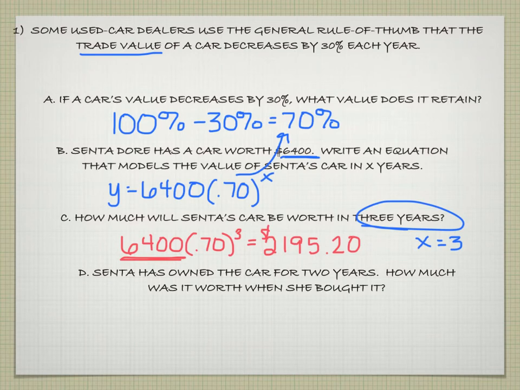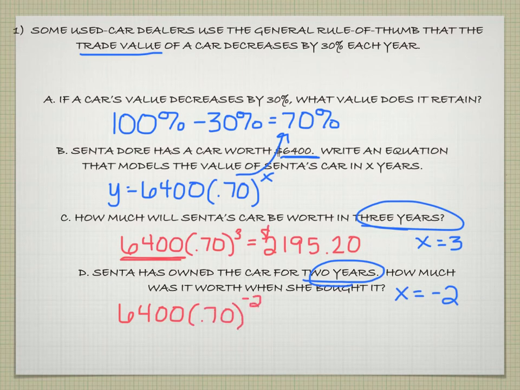Now this says that Senta has owned the car for 2 years, which means she bought it 2 years ago. How much was it worth when she bought it? Well, if this is 2 years ago, we're really using a negative value for our x. I want to know how much was it worth 2 years prior to now. So I'm going to plug in a -2. And just remember that I would expect this number to be bigger than 6,400 because it lost value for those 2 years in between. So I'm still going to use 0.70, but I'm just going to go to the power of -2.